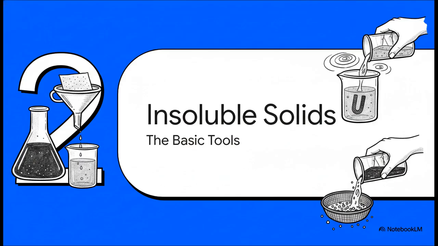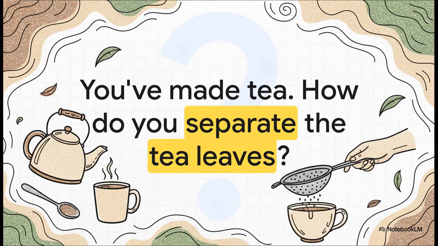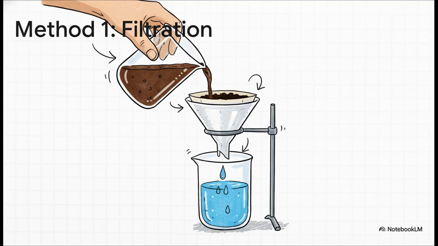Let's start with the most basic tools in our toolkit. These methods are for separating things that do not dissolve in each other, like a solid that is mixed in a liquid. Think about something very common, something that happens in almost every kitchen. When your parents make tea, what is the very last thing they do before they pour it into a cup? How do they get the tea leaves out of the tea? Yes, they use a strainer or a sieve, which is a type of filter.